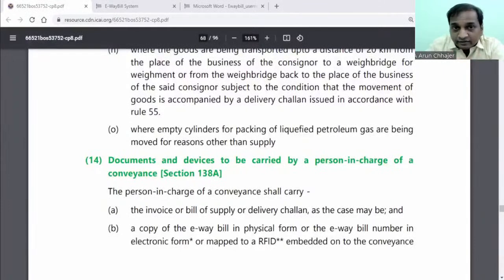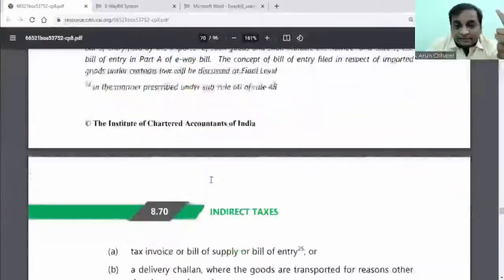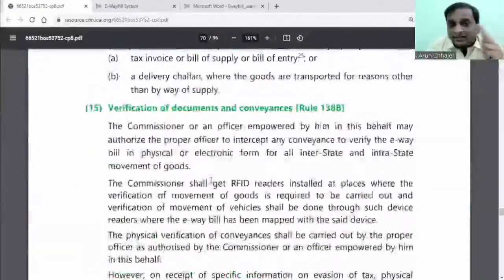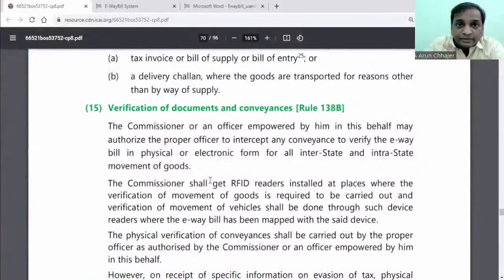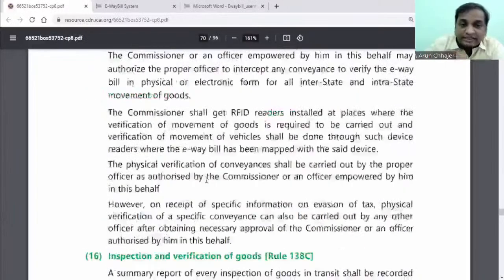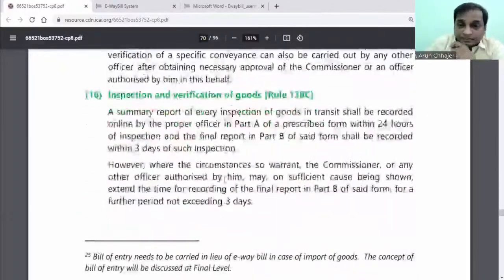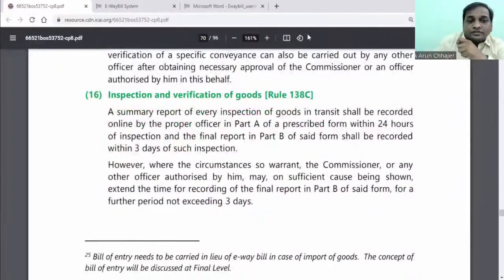And it should be a copy of the invoice and a copy of the e-way bill. The e-way bill can be in physical form, electronic form, or mapped to RFID devices. Correct. And under Rule 138B, the proper officer has the power to intercept the vehicle and check the e-way bill, whether it is proper or not. He can verify everything with the goods also. Inspection and verification of the goods.